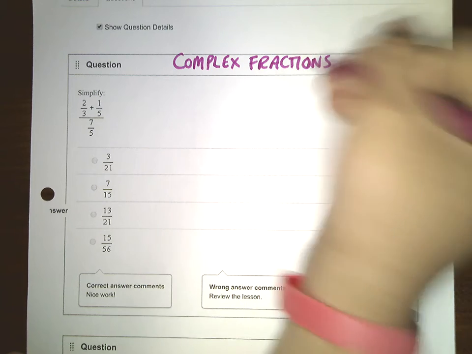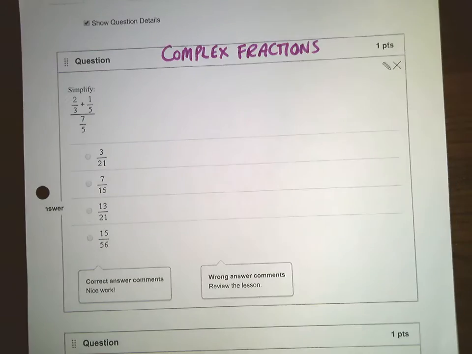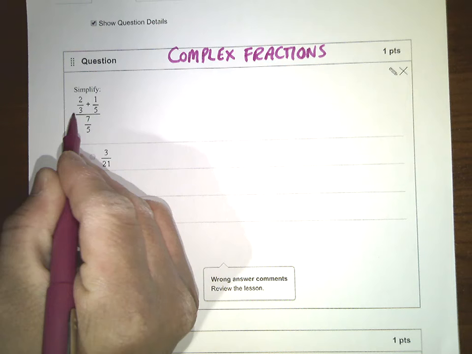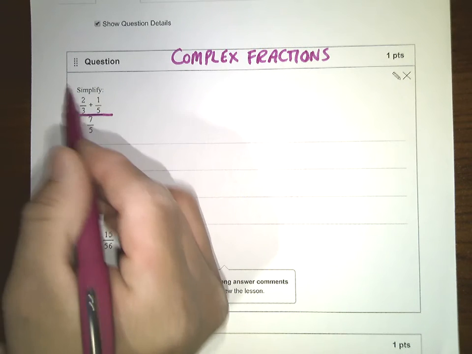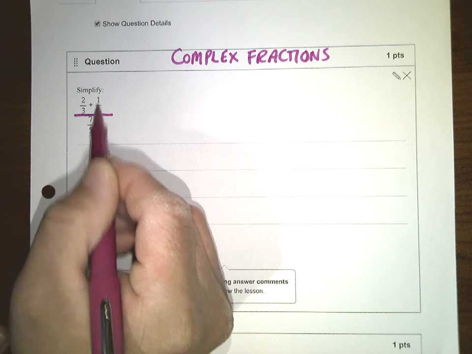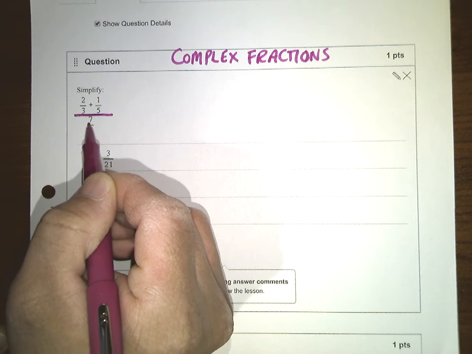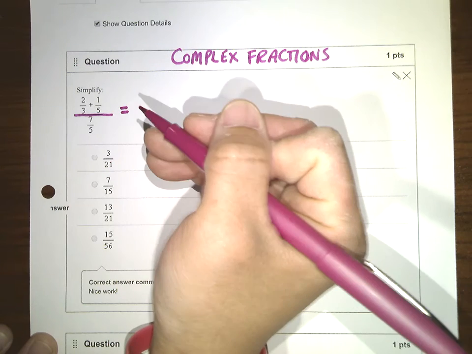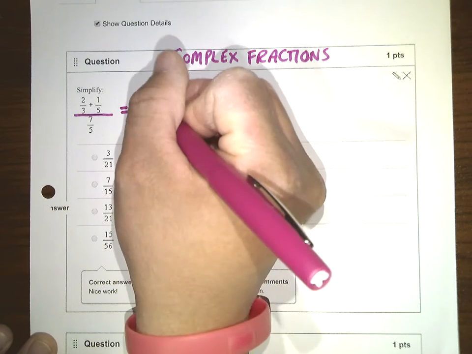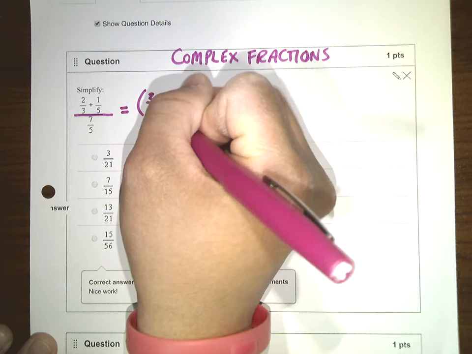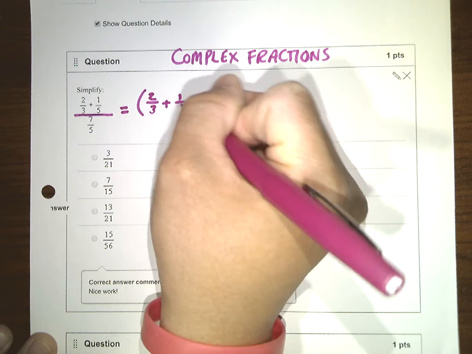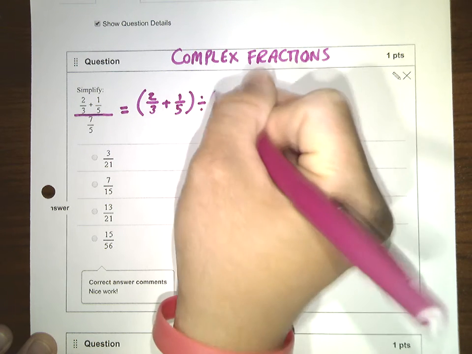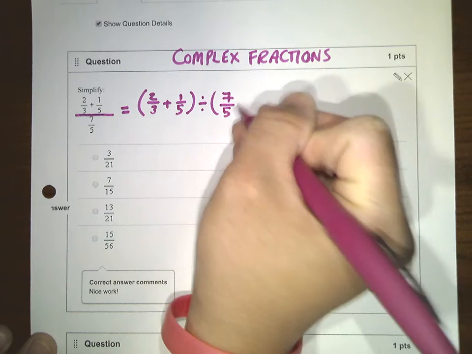Alright, so here is a complex fraction. It's fractions within a fraction, alright? So we have 2/3 plus 1/5 divided by 7/5. So I actually would write it exactly how I said it as a division problem. So (2/3 plus 1/5) divided by 7/5.